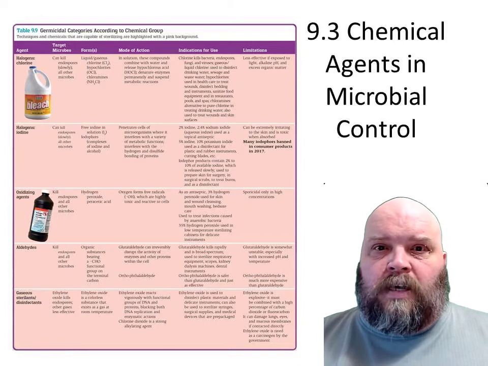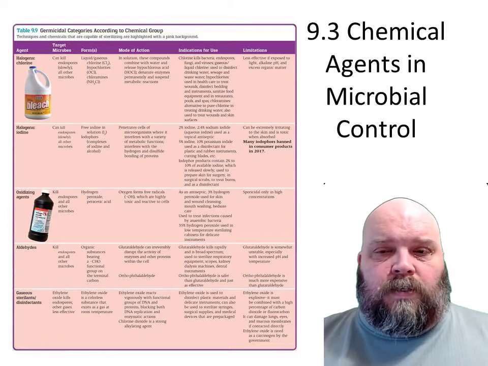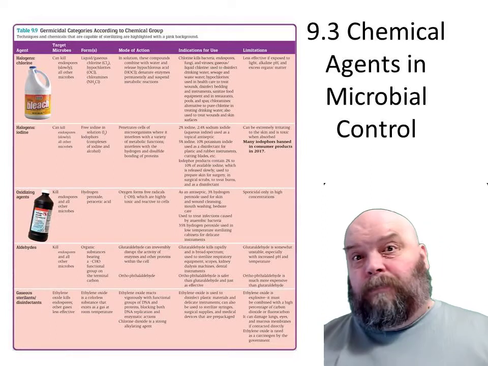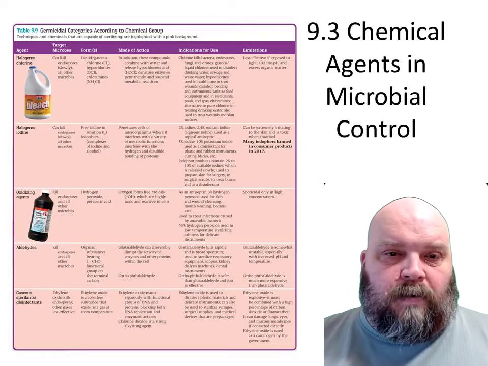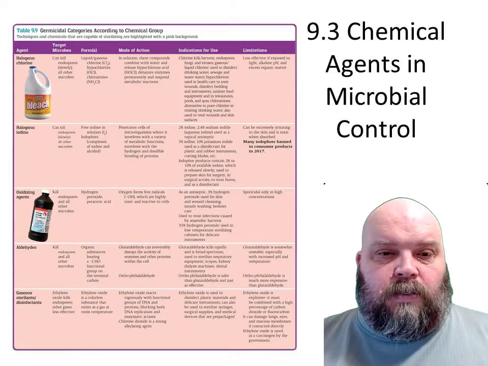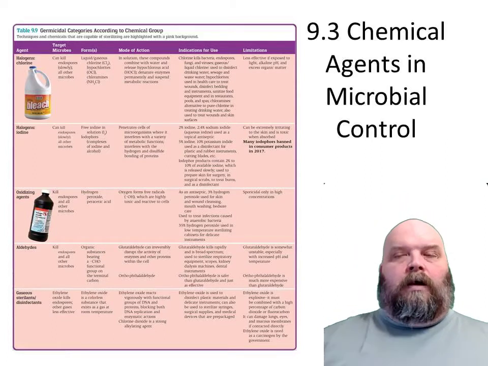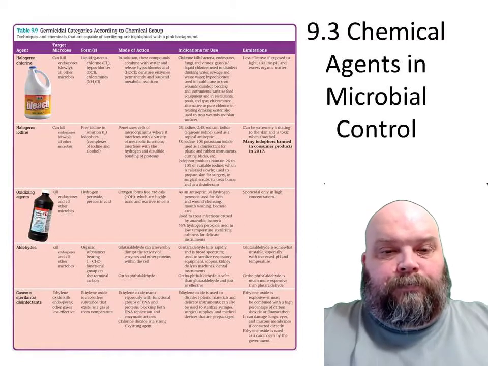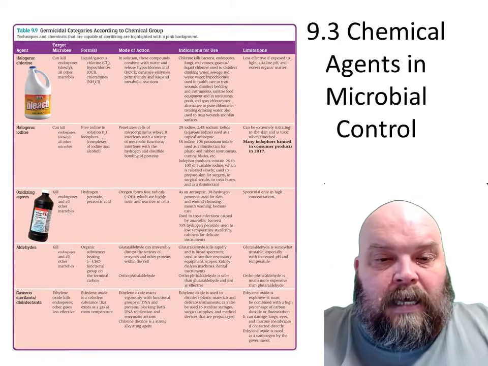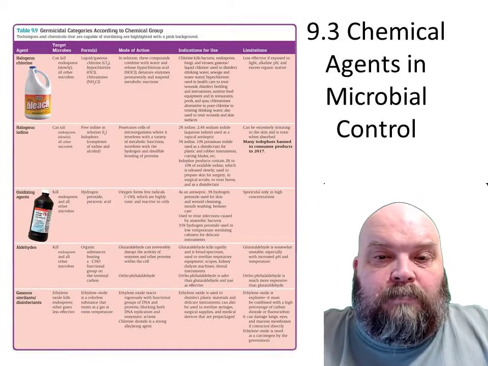Germicidal categories. Germicidal, anything cidal means killer. So germicidal kills germs. Everything from the halogens, chlorine, iodine, oxidizing agents like hydrogen peroxide, the different aldehydes, things like that you see here in table 9.9.